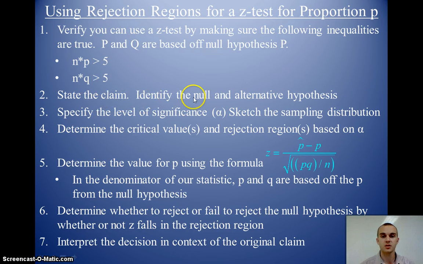I'm going to state my claim, my null, and my alternative hypotheses. I'm going to create my critical values and rejection regions. I'm going to find my z-score using this formula, where the p-hat represents my sample proportion of success. The p is the population proportion of success that I'm testing against. And this p and q are based on the population that I'm testing against, and my sample size. Then I just determine whether I fall in the rejection region and then interpret.